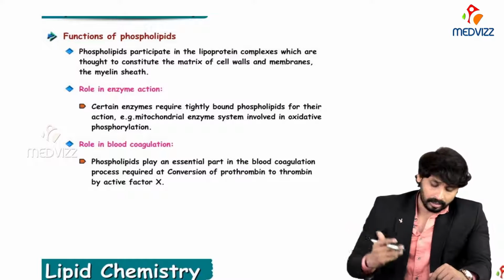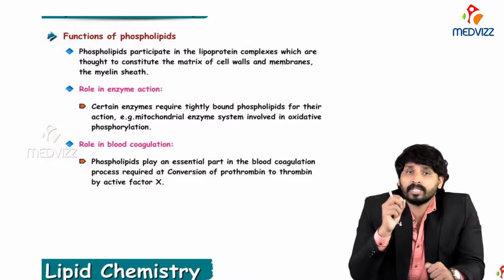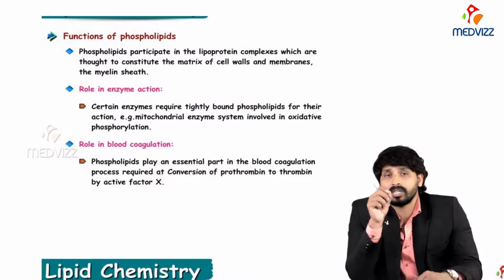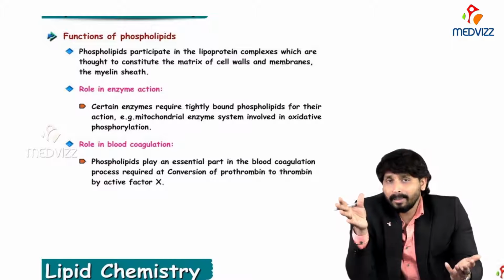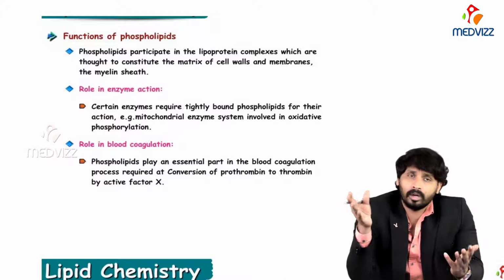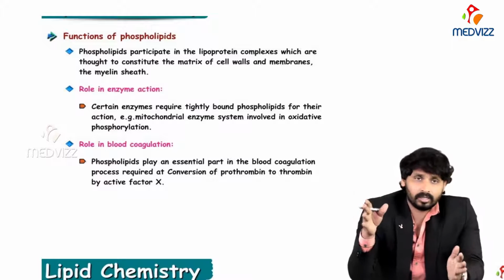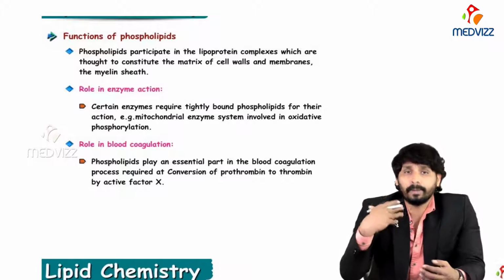What is the role in enzymatic action? Certain enzymes require tightly bound phospholipids for their action. Example, the mitochondrial enzyme system involved in oxidative phosphorylation. If there is a deficiency of these phospholipids, mitochondria cannot work properly, and the pathways happening in the mitochondria cannot proceed in the right direction, and there are disturbances in these pathways. Oxidative phosphorylation is mainly involved in ATP production.